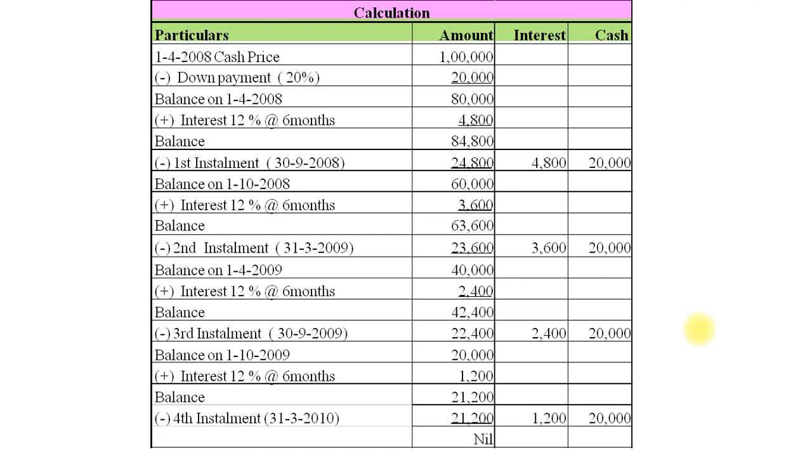So my dear students, this is the working for the second method in which the interest amount is not included in the installment. We have to include the interest amount in the installment, then we get the final installment. So this is the working and we are having 2 years as I have already mentioned.